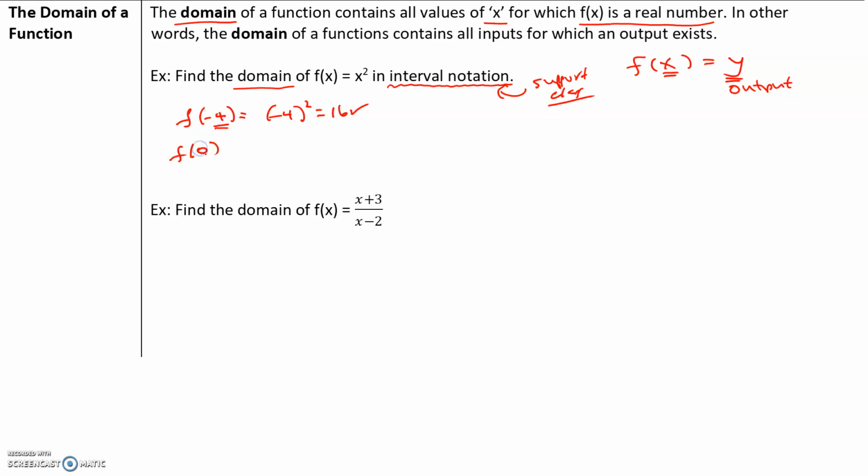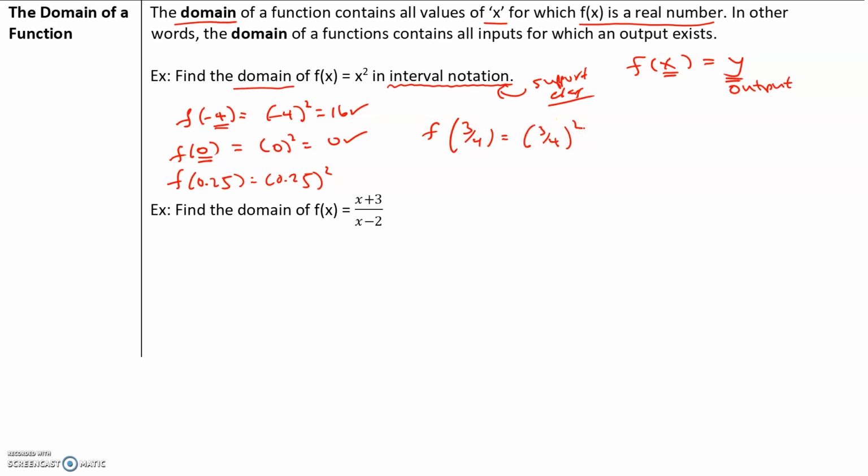So I can do this many times. If I plug in 0, I get 0 squared, which is going to be 0. That's a real number. So 0 is part of my domain. I can plug in decimals. That'll give me 0.25 squared. I can plug in fractions. This will give me 3/4 to the second power.